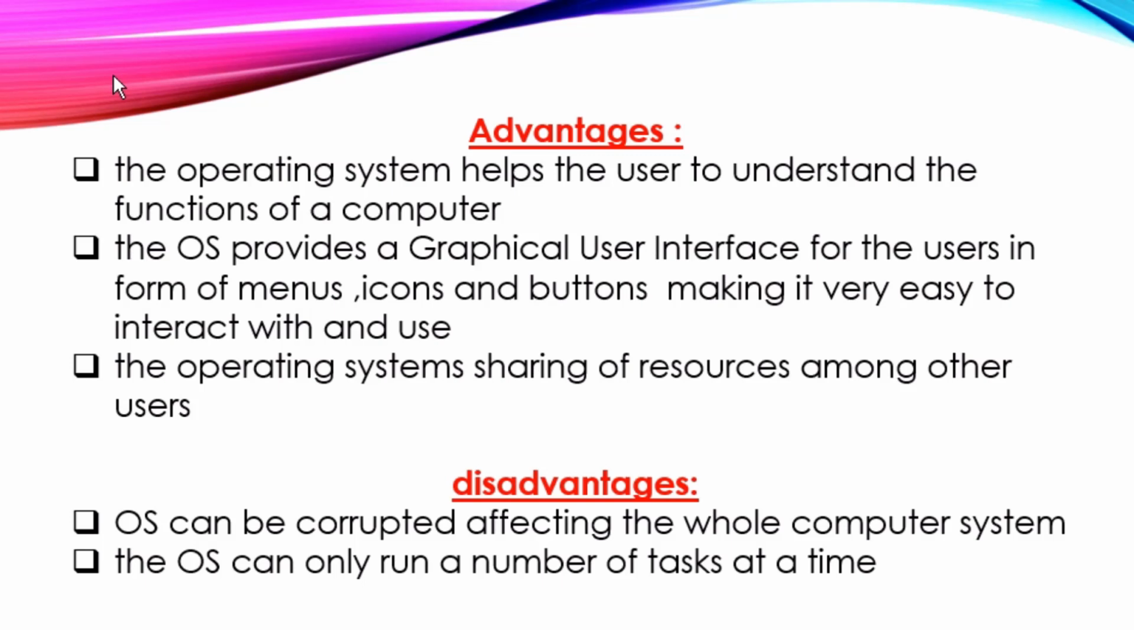Besides the advantages, the operating system also has its disadvantages. The operating system is a system software, as we all know, and softwares are prone to attack by malware. Now, what is malware? Malware is simply the malicious code that takes advantage of an unpatched vulnerability of the various softwares. If the operating system is attacked by these malwares, it becomes corrupted, and this affects the whole computer system. On to another disadvantage, the operating system can run a given number of tasks at a time.